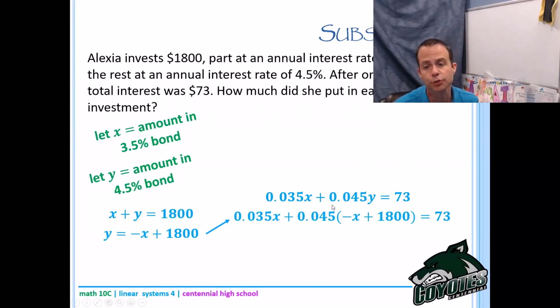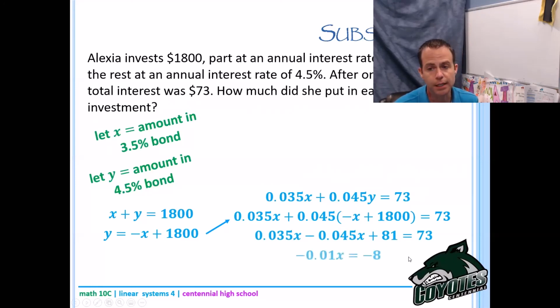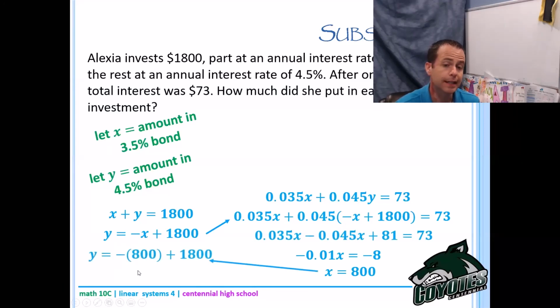Okay, and now I'll have to distribute the 0.045 to both of the negative X and the 1,800. I'm going to have to combine like terms. So this is going to give me negative 0.01X. And I subtract 81 from both sides, so that's where the negative 81 comes from. Then I'll have to divide both sides by negative 0.01. That's going to give me 800. Okay, so then I plug that back into one of the original equations and get what Y would be, and Y is 1,000. Now I need to conclude.